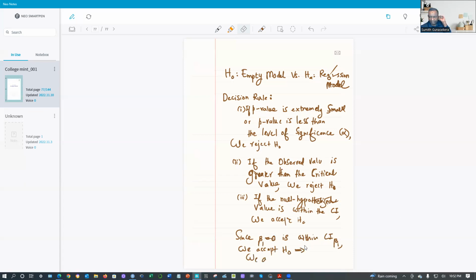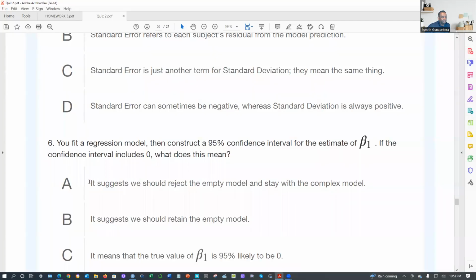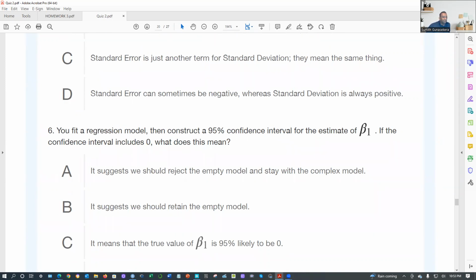This arrow means implies, okay? I put the arrow for implies. We accept this null, the empty model. Therefore, since the confidence interval for Beta 1 includes 0, which has been null hypothesized, it suggests that we should retain the empty model.